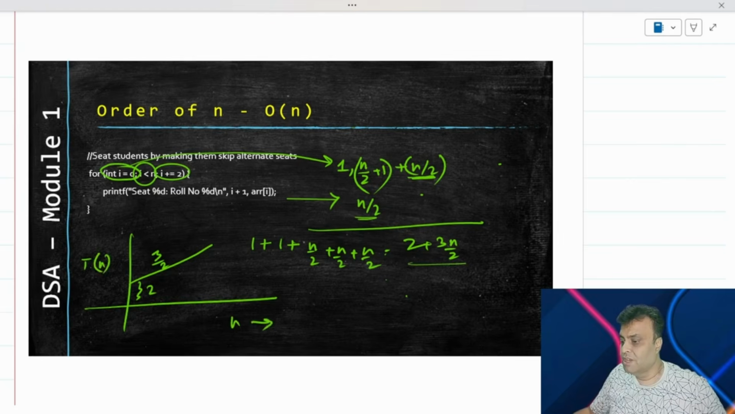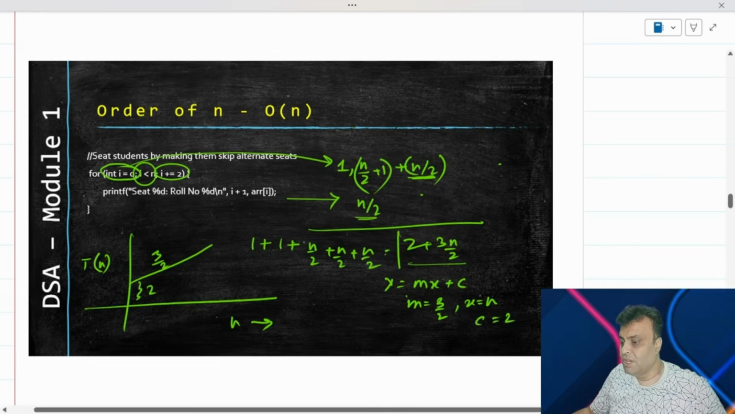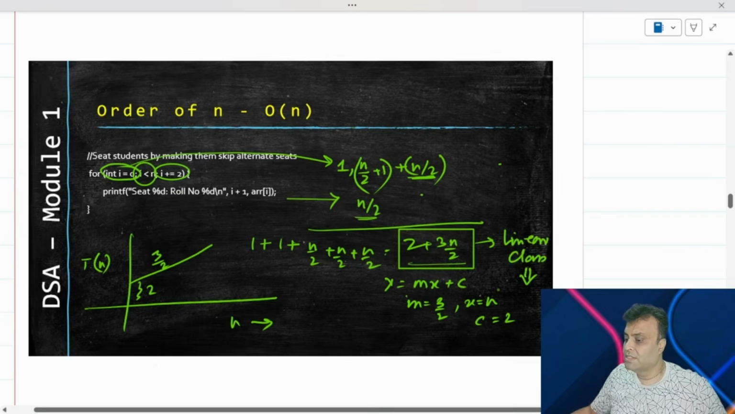Where this becomes y equal to mx plus c. What is m here? m is 3 by 2, x is equal to n and c is equal to 2. So does this follow a linear class? This also follows a linear class. So can I say that this linear class time complexity is order of n again? Why? Because the power of this particular n is 1, which is why I'm saying order of n.